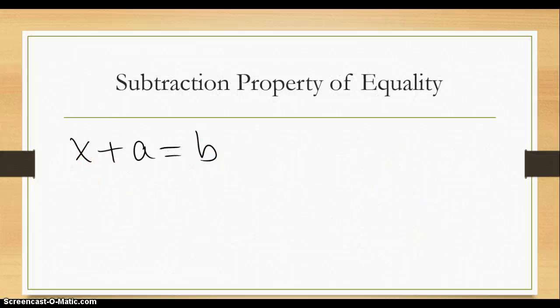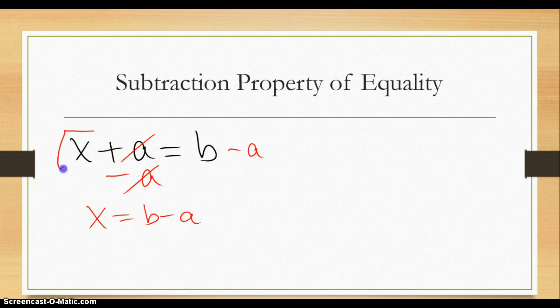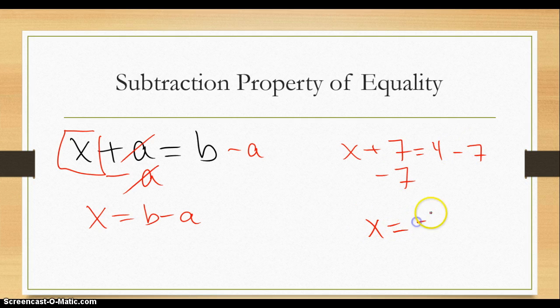Subtraction property of equality. We have x plus a equals b. So what do I need to do? I need to take the opposite and subtract it, so now I have x equals b minus a. Again, my goal is always to get the variable alone. In a math problem, I have x plus 7 equals 4. Subtract 7. x equals negative 3. Plug it back in and check it. Negative 3 plus 7 does equal 4.